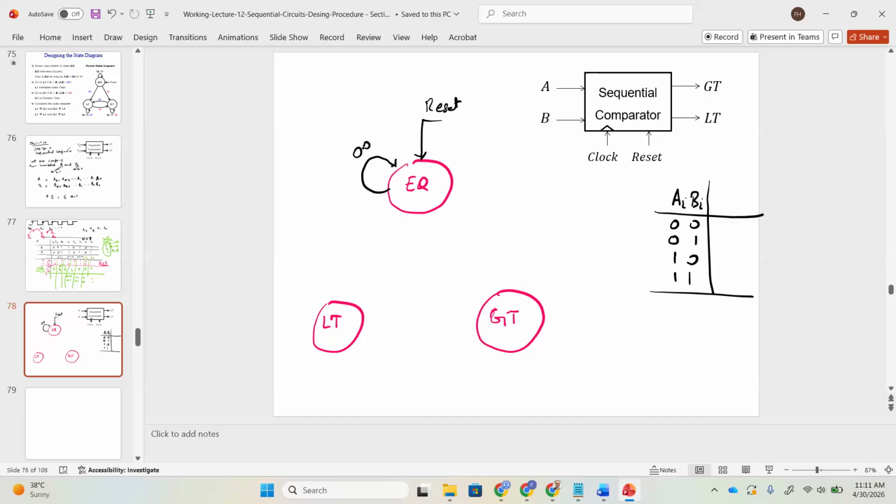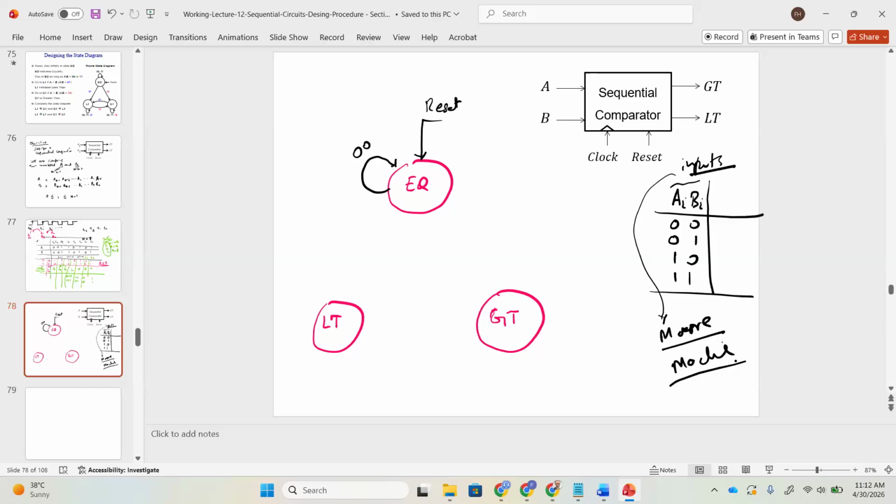Can you tell me, is this a Mealy machine or a Moore machine? Mealy, because the output is at the edge? No, AI and BI are the input. Never mind. So this is actually a Moore machine. We are designing it to use a Moore machine. So 0,0, it will stay, as I said.